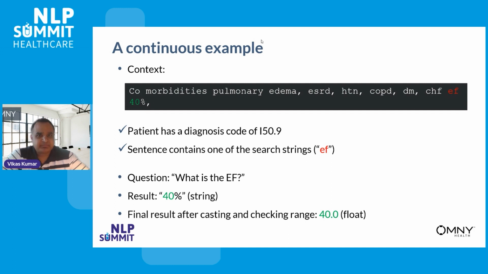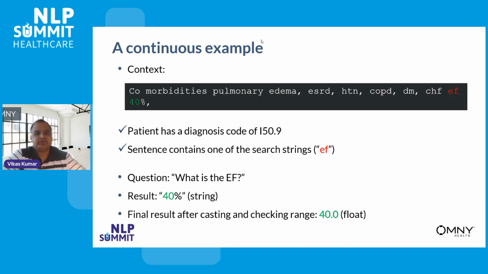We do our pre-model quality checks. We ensure that the patient has a diagnostic code of I50.9, which is the code for congestive heart failure. And we also ensure that the sentence contains one of the search strings, which is EF. Since both those requirements are met, we now pass this context to the model paired with the question, what is the EF? And the result returned by the model is 40% as a string.